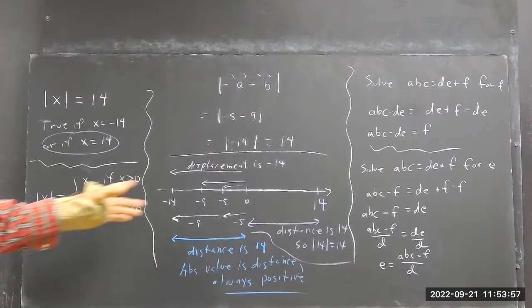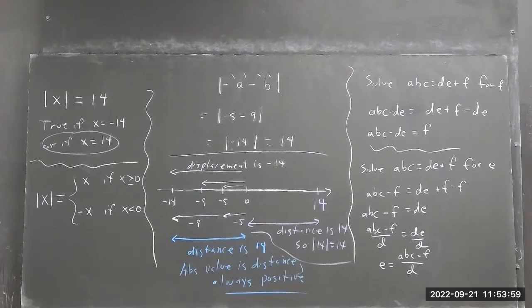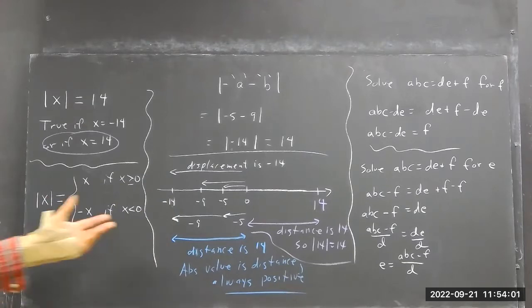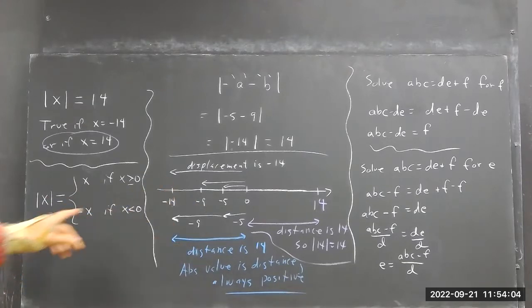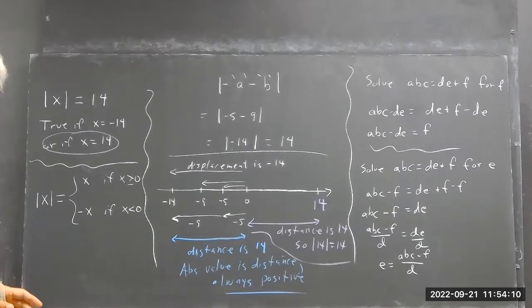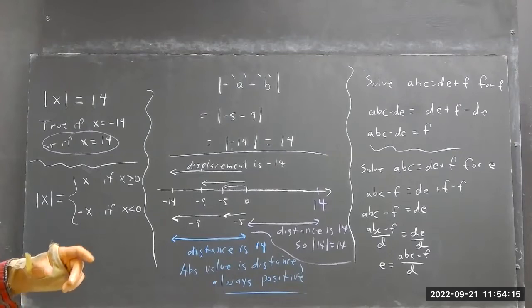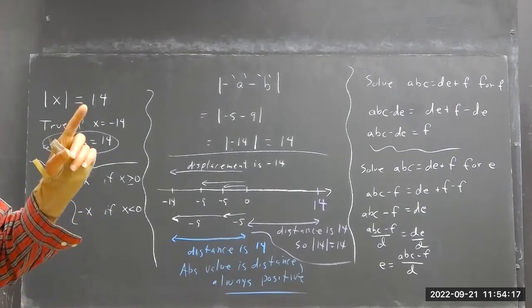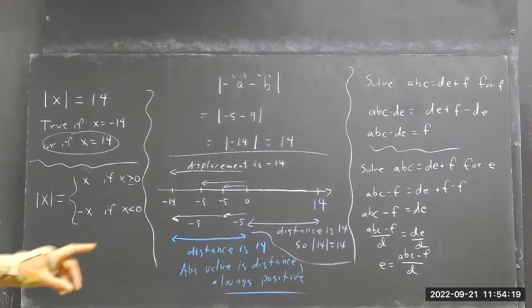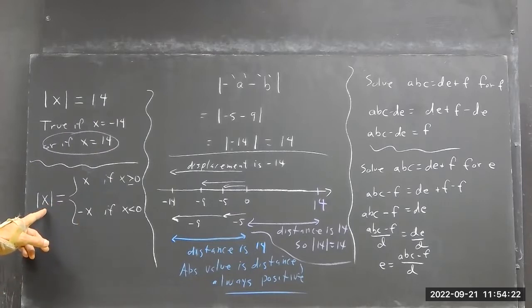This, incidentally, is the way you have to write the rule for a computer to follow. A computer doesn't understand distances, but it can easily understand this definition. So, what did I say I gave you? 14 or negative 14? Let's say I gave you 14. If x is 14, then which of these cases applies to 14?